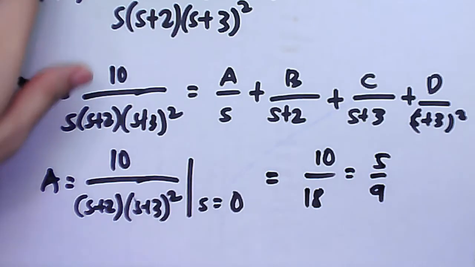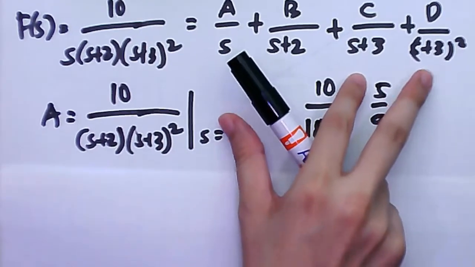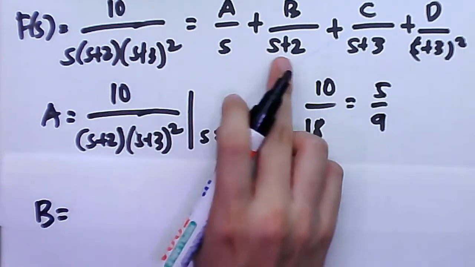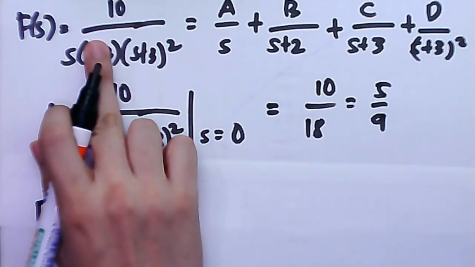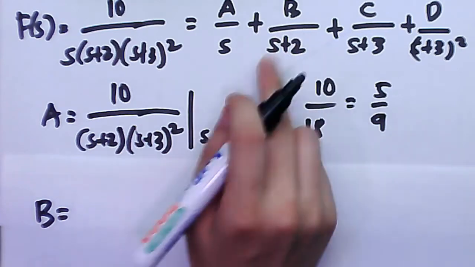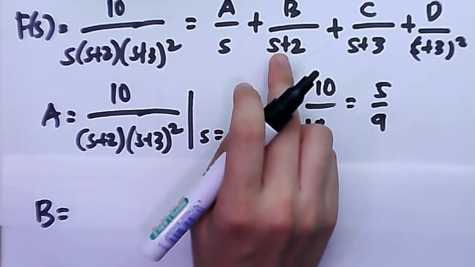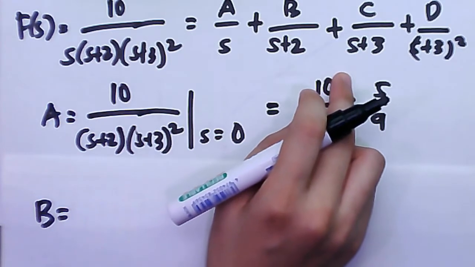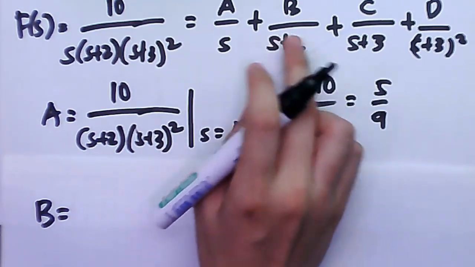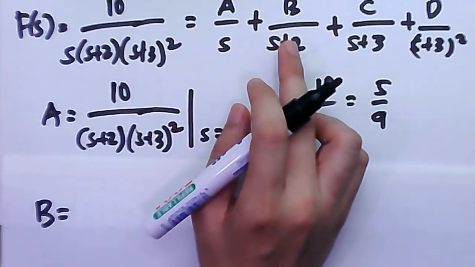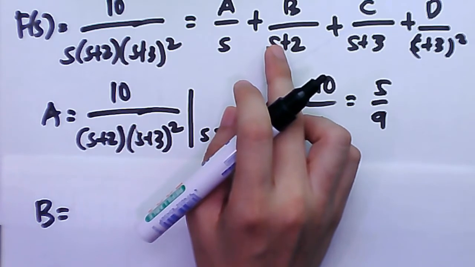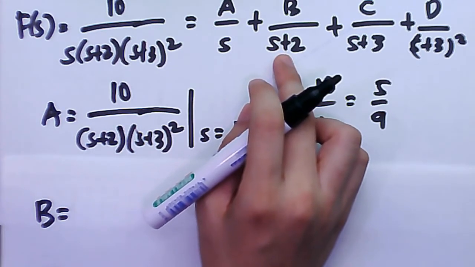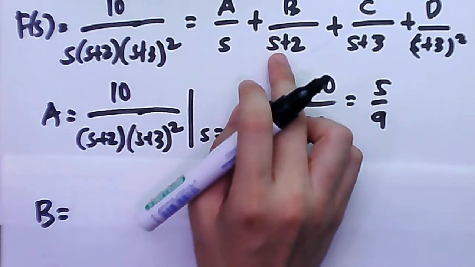For letter B naman, again, ang technique is, yung factor na to, tatakpan natin dito, tapos isosolve natin siya for s equals negative 2, kasi yun yung root nito. Later on, tatawagin natin siyang pole. Yung pole is whatever makes the denominator of this equal to 0. So, yung pole nito is basically s equals negative 2.